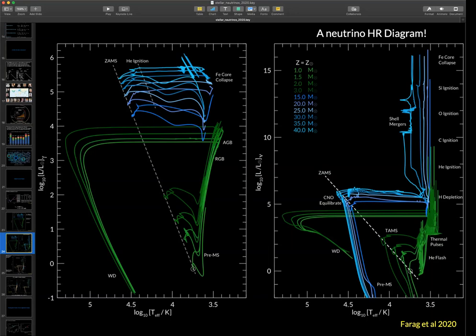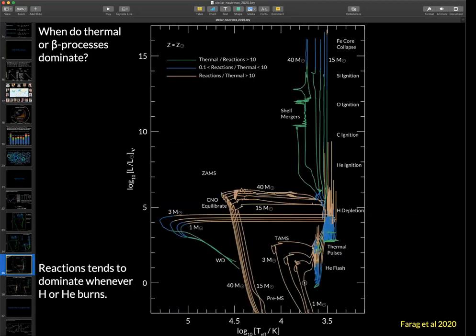So there you go. You're among the first people after 110 years to take a look at a neutrino HR diagram. So you can ask yourself some questions there. We talked about the various mechanisms by which you produce neutrinos. There are beta processes and there are thermal processes, and when do various processes dominate? So this is the neutrino HR diagram, and when thermal production of neutrinos dominates, those are colored green, and when nuclear reactions, weak reactions, dominate the neutrino production, those are colored sort of a tan color, and then you have the intermediate blue region.